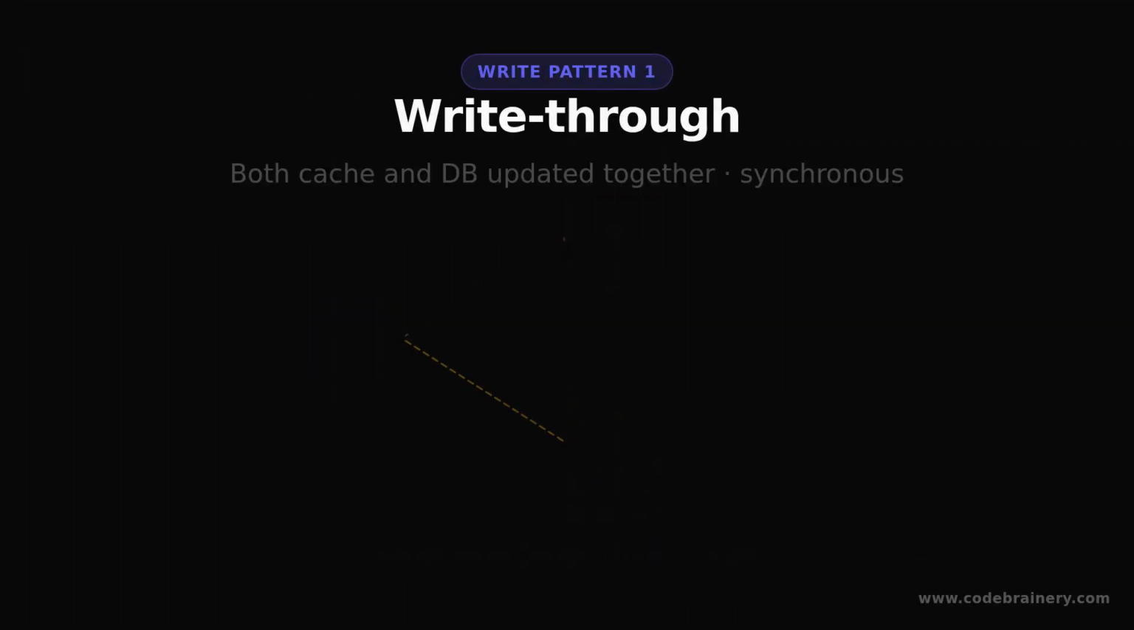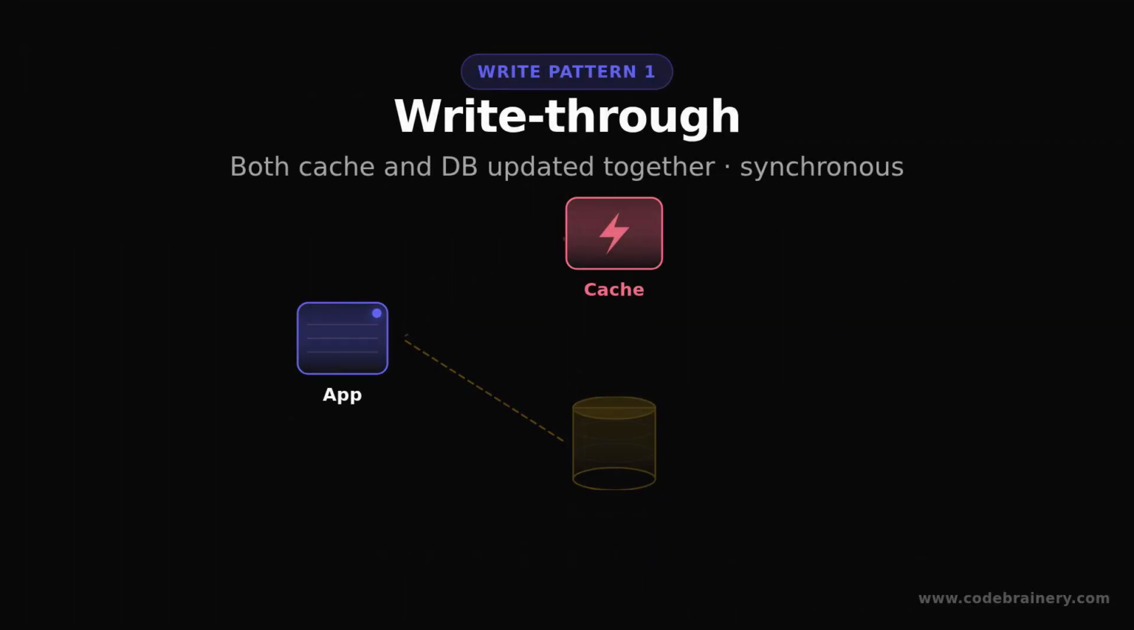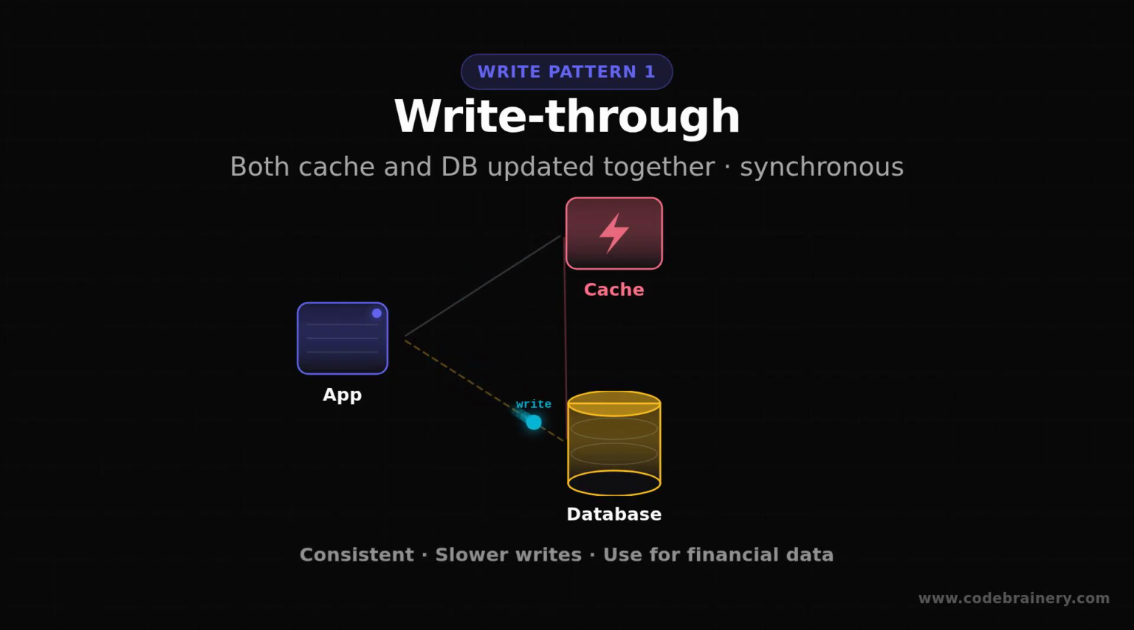First write pattern, write through. Every write goes to the cache and the database at the same time. Both have to succeed before the write is considered done. The benefit is consistency. The cache always matches the database. No stale data. The cost is write latency. You're waiting for 2 systems instead of 1. Use write through for financial data, inventory counts. Anything where reading a stale value would cause real problems.